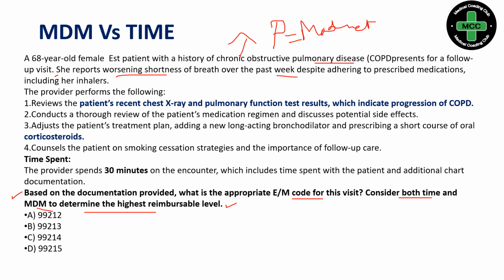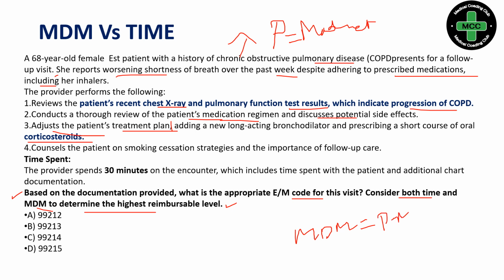Okay, next, past week, despite adhering to the prescribed medication, including her inhaler, the provider performs the following: reviews the patient's recent chest x-ray and pulmonary function test results, which indicate the progression. He conducts a review of the patient's medication regimen, discusses the patient's side effects, adjusts the treatment plan, and he prescribed corticosteroids.